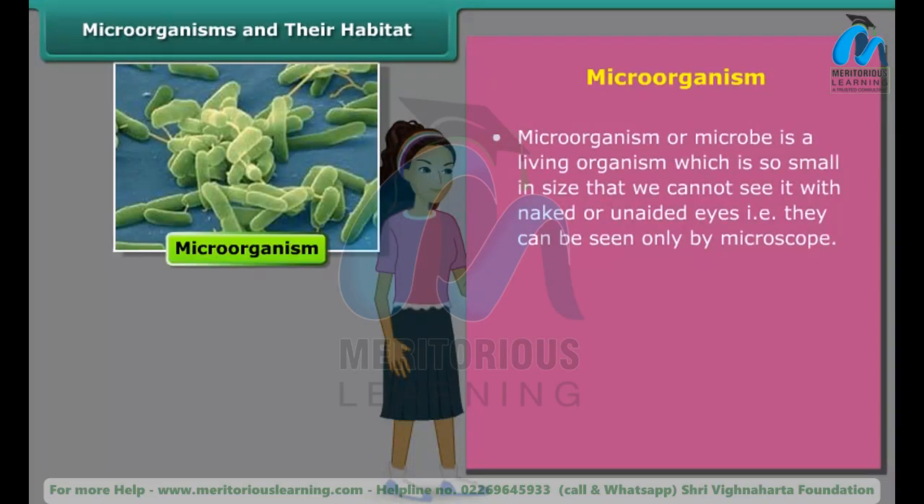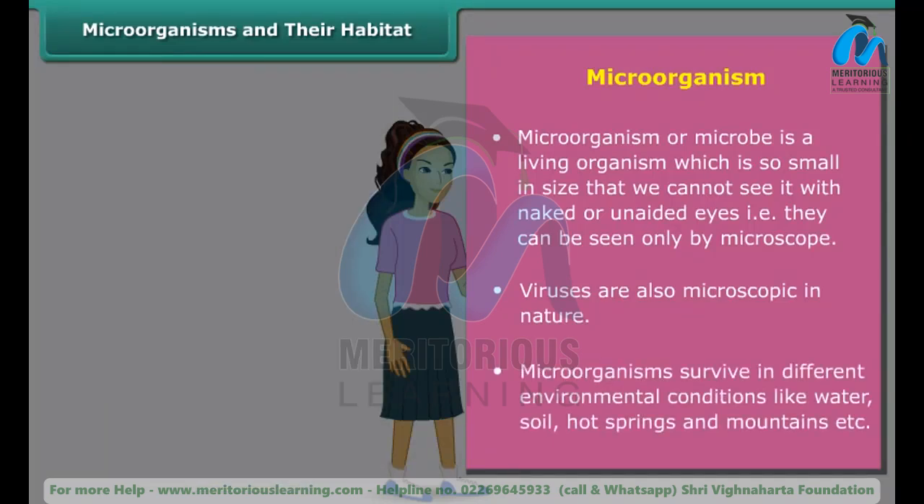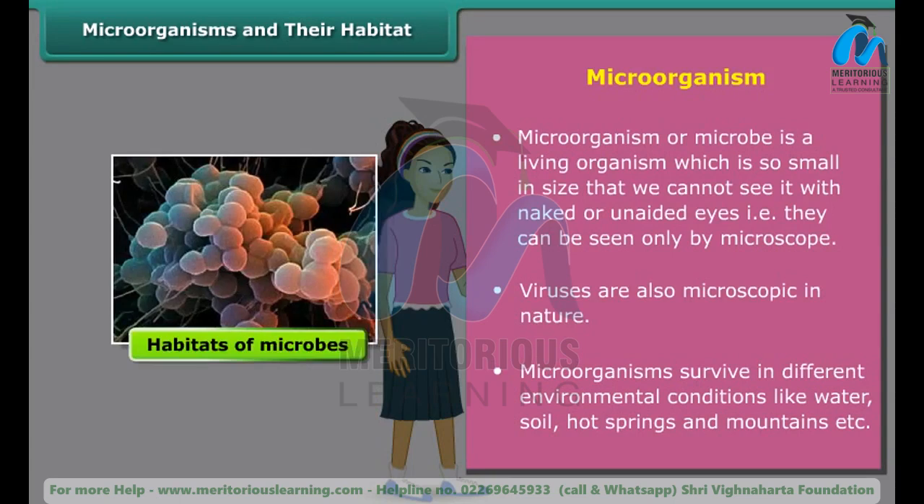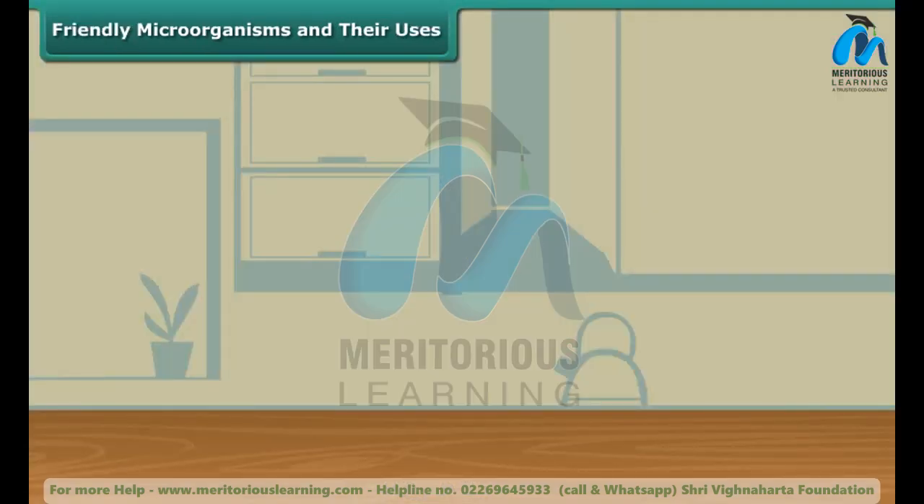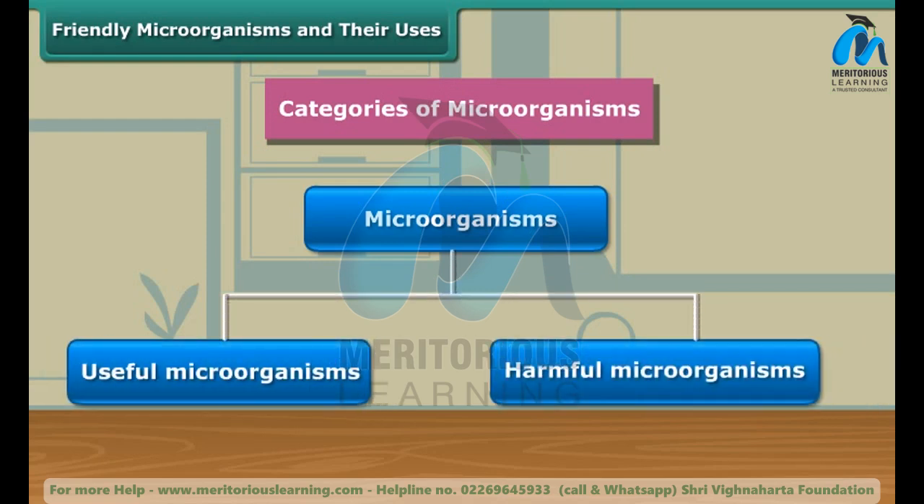A microorganism or microbe is so small in size that we cannot see it with naked or unaided eyes. They are broadly classified into four major groups: bacteria, fungi, protozoa and algae. Viruses are also microscopic. Microorganisms can survive in different environmental conditions. Dear students, these microorganisms are broadly categorized into useful microorganisms and harmful microorganisms. Now we discuss the friendly activity of microorganisms in detail.